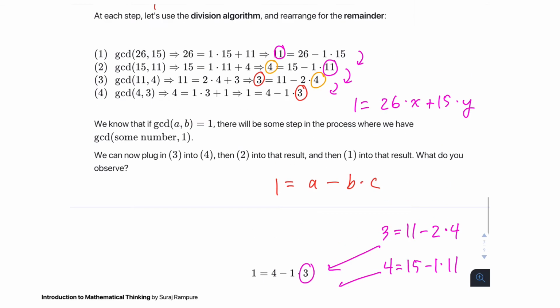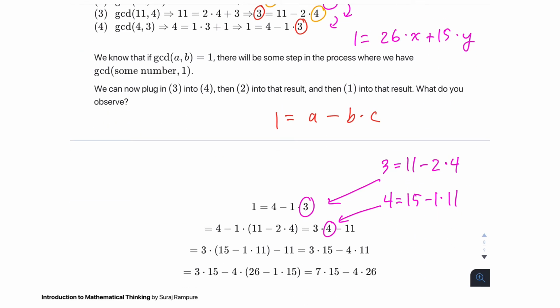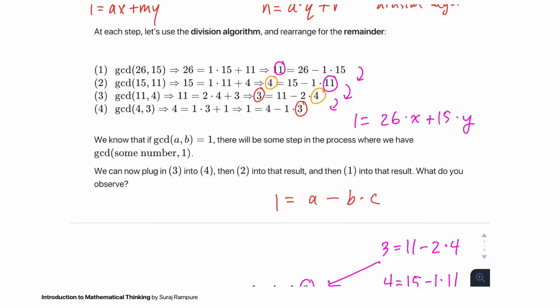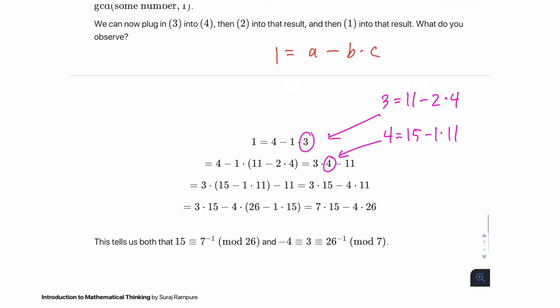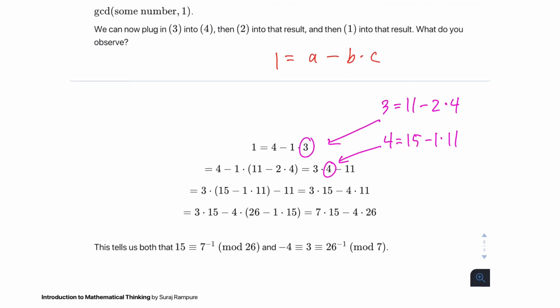Okay? In the last step, we know we have an expression for 11, where 11 is equal to 26 minus 1 times 15. Okay? So I make that last substitution in the very last line, and once I expand out, I have that this is equal to 7 times 15 minus 4 times 26, which is exactly what I wanted to do, right? If I'm looking at the GCD of 26 and 15, I want to write 26x plus 15y is equal to 1. And that's exactly what I've done here. Is that clear?